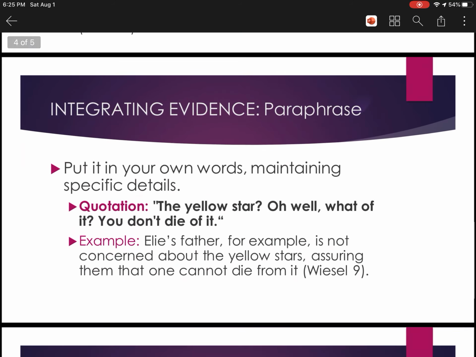The next one is to paraphrase the evidence, which is just to put it in your own words while still maintaining some specific details. I have a quotation from the novel Night, "The yellow star? Oh well, what of it? You don't die of it," and an example of how you would paraphrase it, which says, "Elie's father, for example, is not concerned about the yellow stars, assuring them that one cannot die from it." In this case, that detail of the yellow star is what makes it very specific. When we're thinking about paraphrasing, I should be able to point to the exact lines that you're paraphrasing or referring to, in a rhetorical analysis or a synthesis or whatever, so it needs to be very specific.